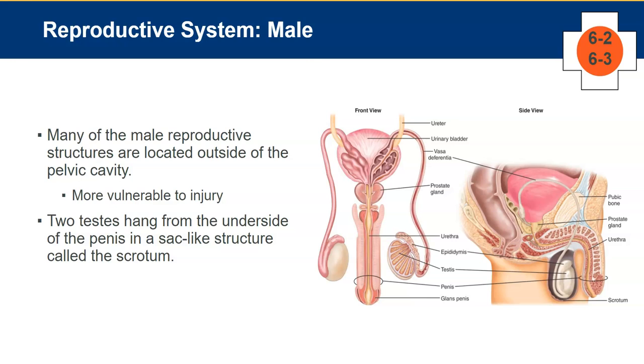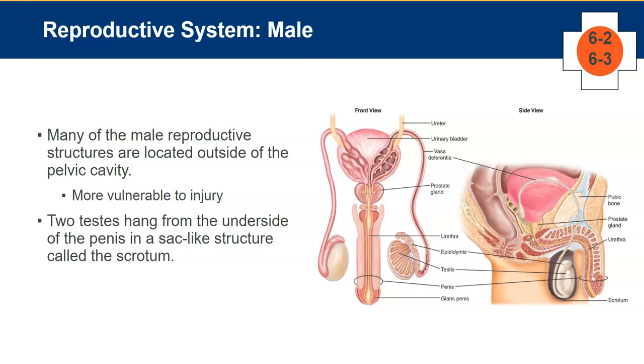Now, many of the male reproductive structures are outside the pelvic cavity. That means they're more vulnerable to injury. When we assess a patient who's perhaps had an injury there, we need to be very mindful of patient dignity, so we can learn ways in patient assessment to maintain that as we respond to the injury or collect a patient history.